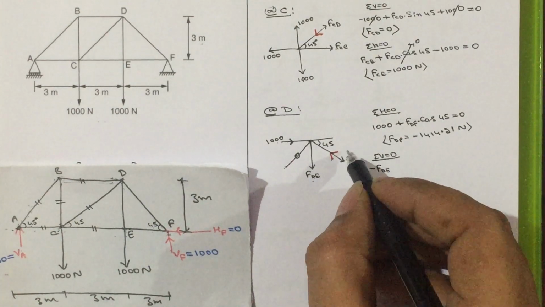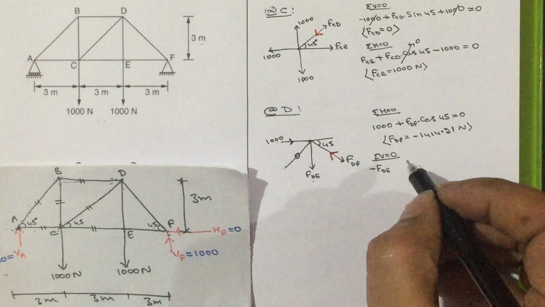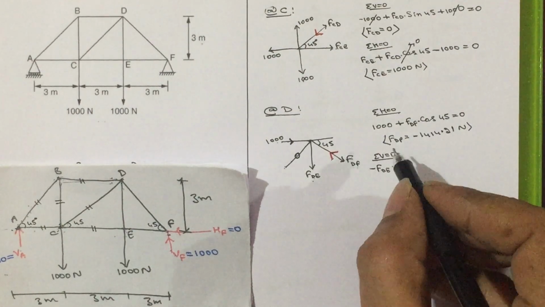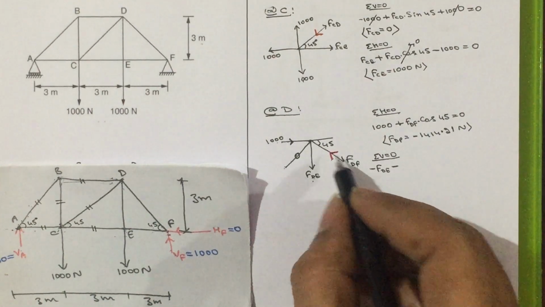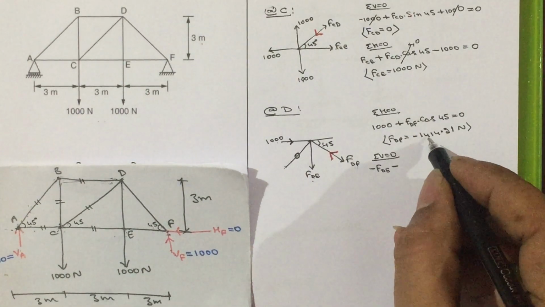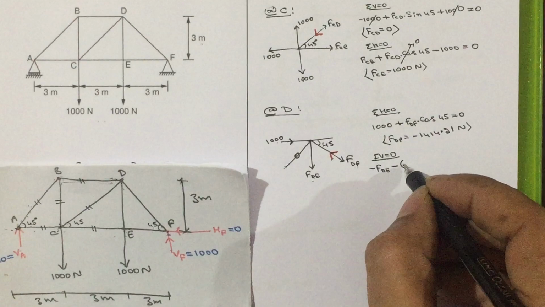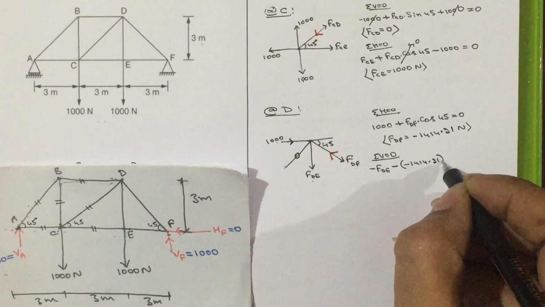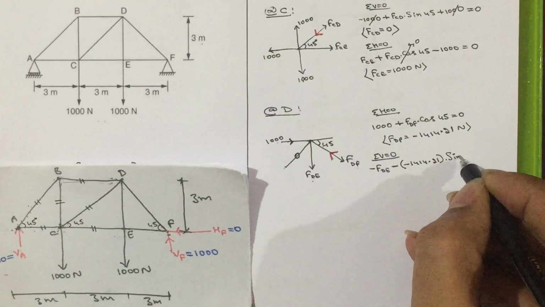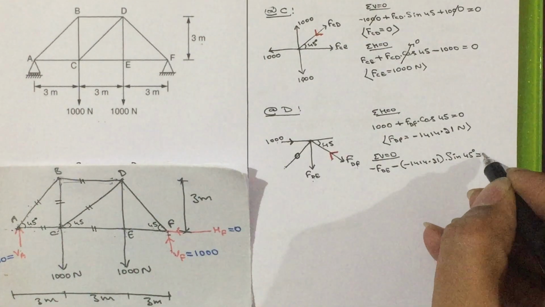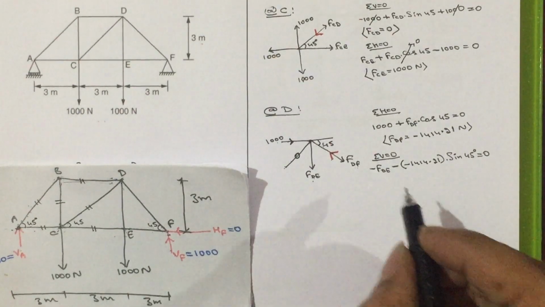Then horizontal component, leave it. Vertical component, it is moving downward, minus. Component is F sin theta, that is FDF into sin 45 degree. FDF we already know the value, so write it. FDF is minus 1414.21 into sin of 45 degree. So that should be equal to 0.